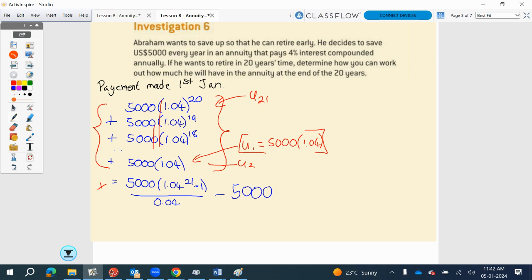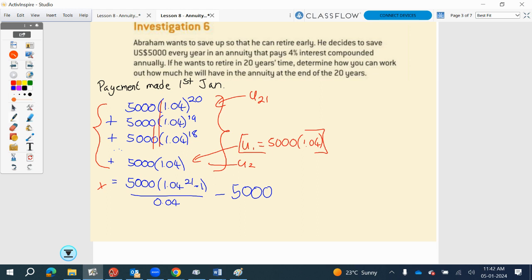Putting it at the end of the year would make it easier for a geometric series, because your first term is U1 now at 5,000 and you would just have 20 terms. So the problem is trickier whether you're paying it in at the first of every year or at the end of every year.